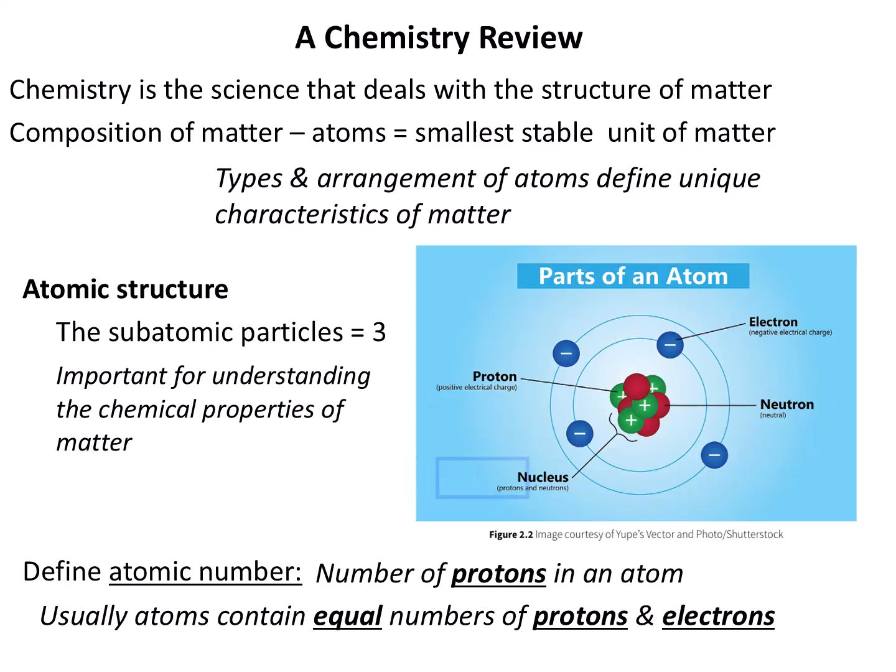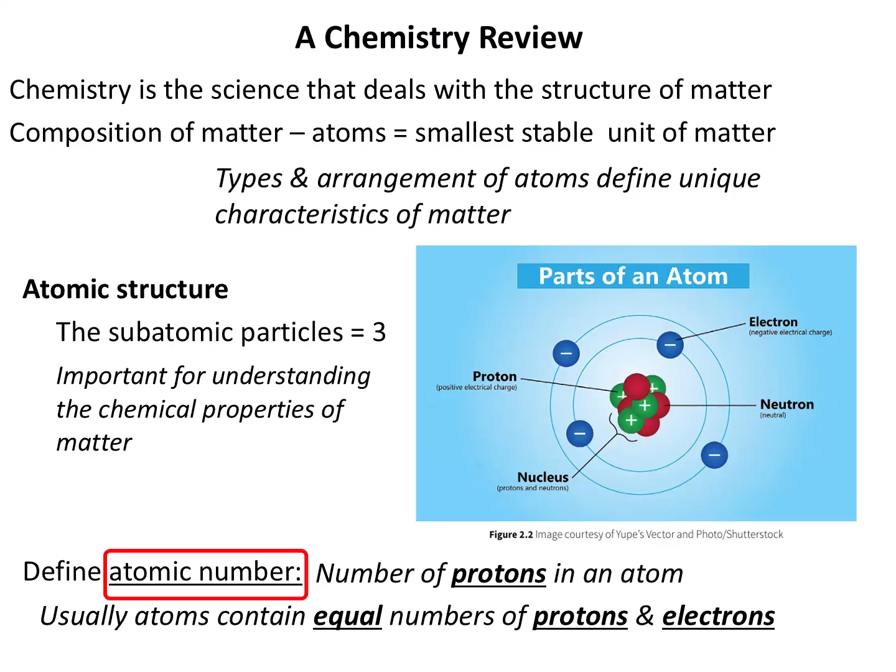The nucleus of the atom, which is in the center, determines the mass of the atom. The nucleus consists of positively charged protons and neutrally charged neutrons. Electrons orbit the nucleus and circle in an electron cloud. These are negatively charged. The atomic number refers to the number of protons in the atom. Normally, the number of protons and electrons is equal.